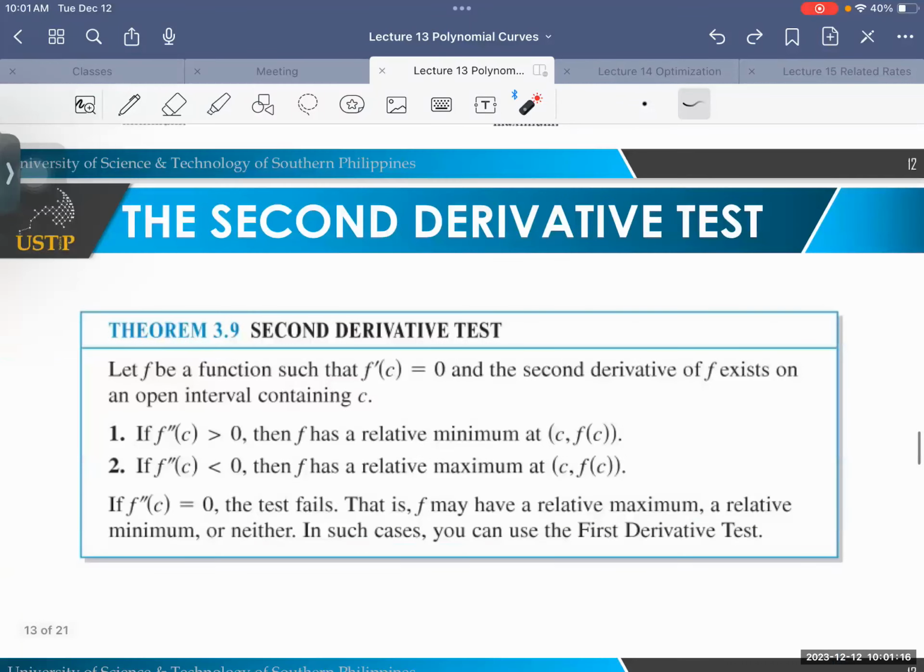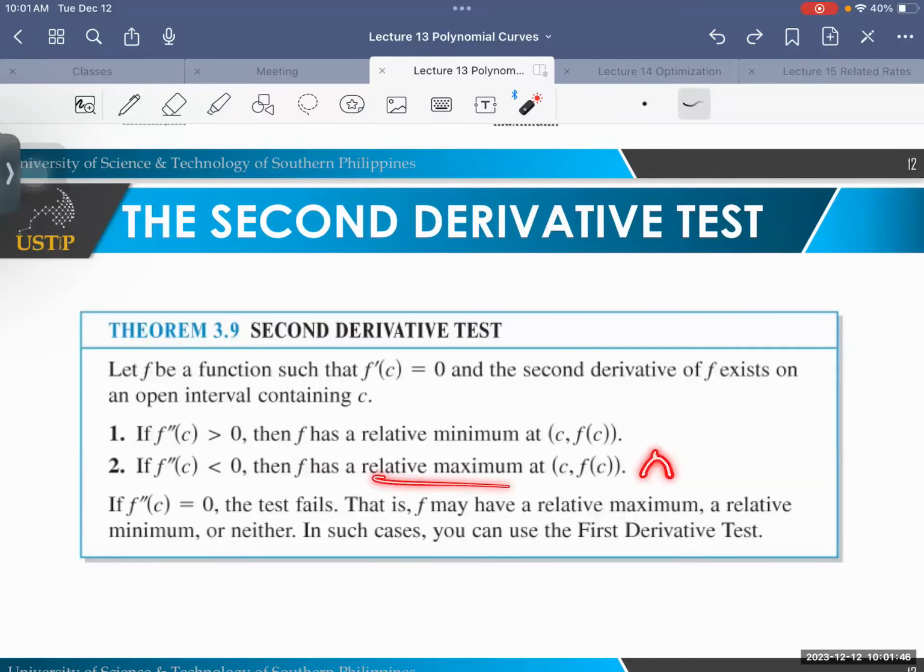The second derivative test is actually the same as before, but it just adds a way of getting relative extrema. So again, if your f double prime is positive, then f has a relative minimum at that point. If it is positive, it is concave upward, meaning there is a minimum there. If it is less than 0, a negative number, then f has a relative maximum at that point.